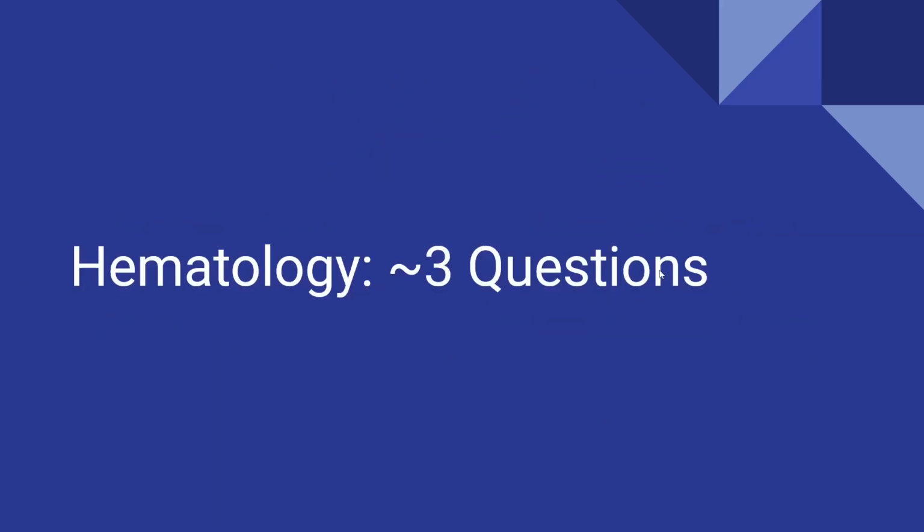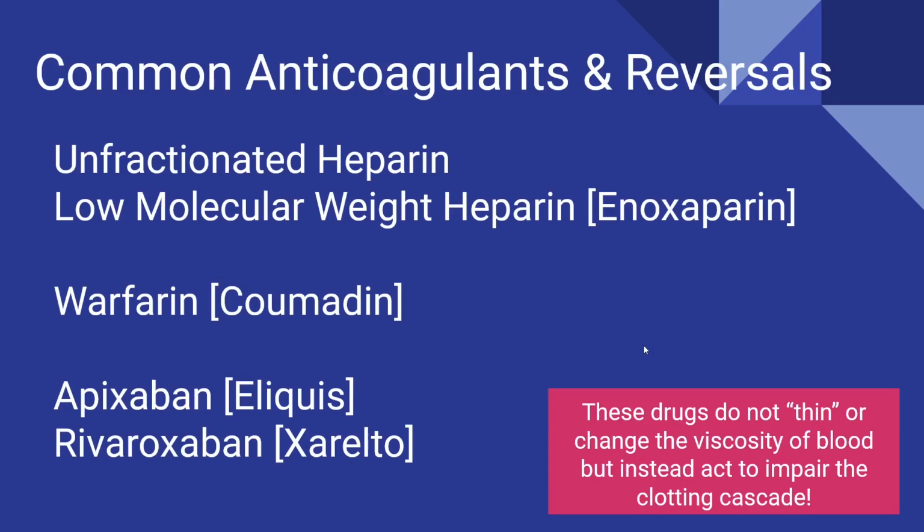So, hematology, you're only going to see about 3 questions. It's a very small section, but the things that you see in hematology are things that you'll see in the ICU. And we'll start with just what are the most common anticoagulants, and those being your heparins, or you have 2 types of heparins, your warfarin or Coumadin, and your Eliquis or Xarelto, those longer term medications that people are on at home.